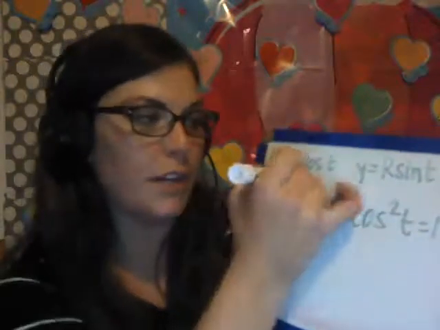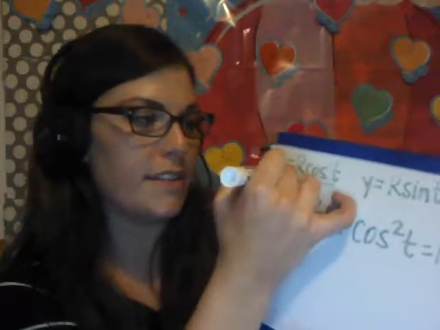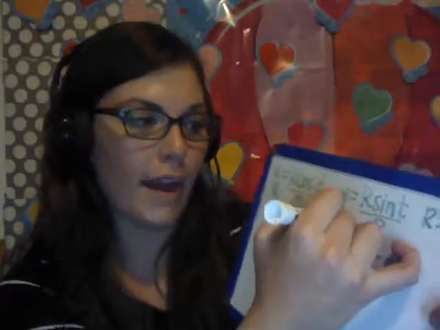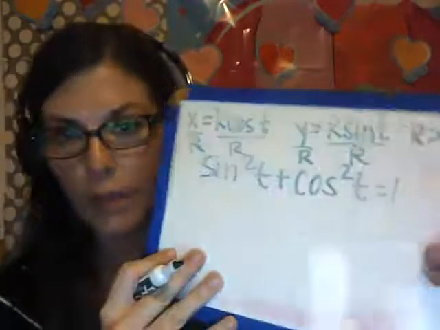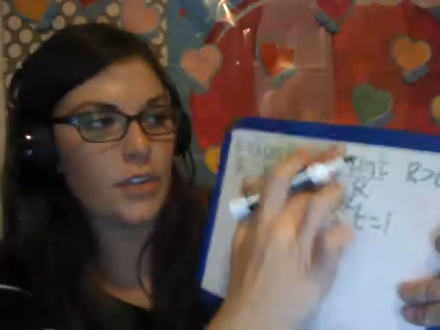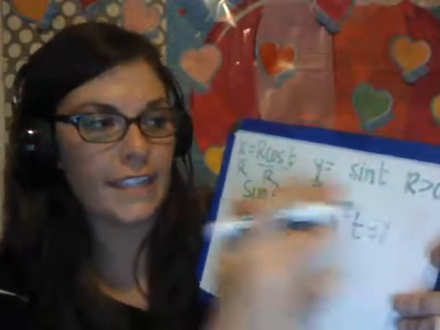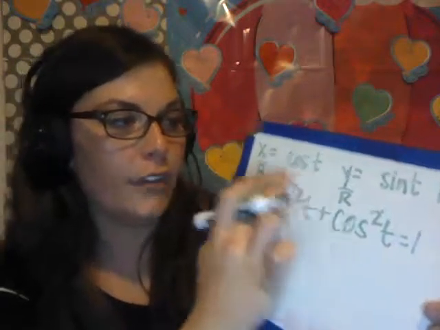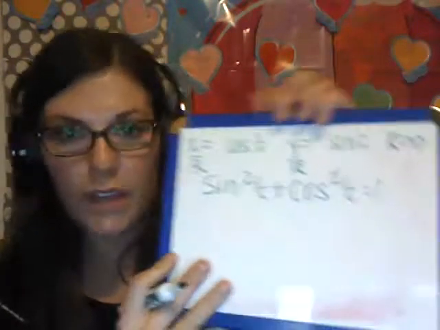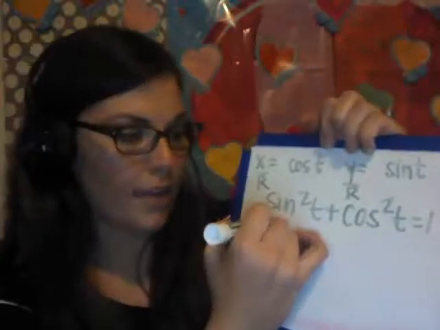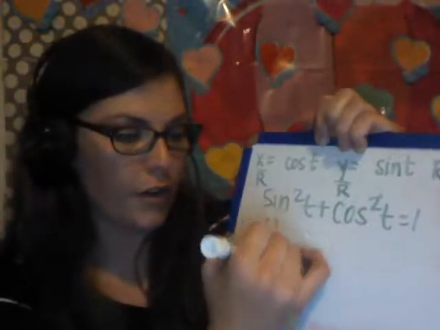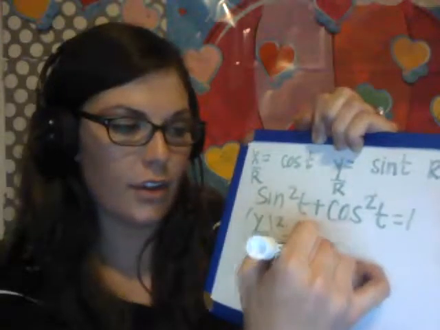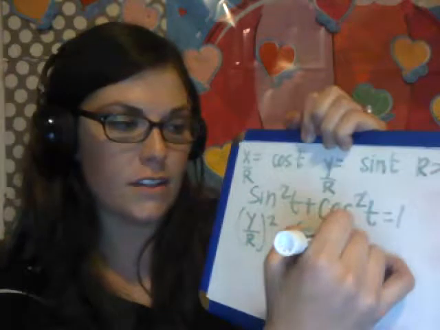So what I'm going to do here is let's divide by r on both sides. And then also I'm going to divide my y equation by r as well. That way I can substitute in y over r for sine t, and I can substitute in x over r for cosine t. So whenever I do that, I end up with y over r quantity squared plus x over r quantity squared equals 1.